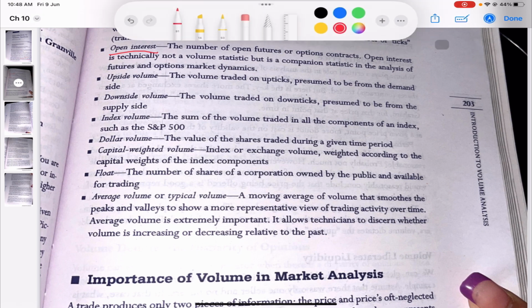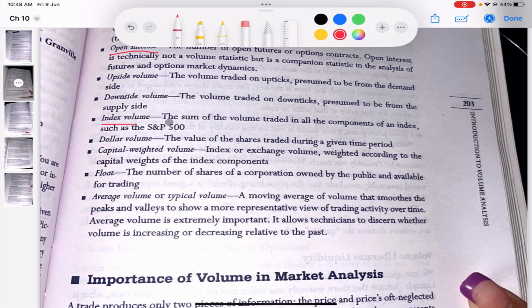Now we come to index volume. When we're talking about an index, we are talking about Nifty 50 or S&P 500. So we are talking about the indices, right? It is the sum of the volume traded in all components of an index. If I'm talking about Nifty 50, it is the volume of the entire 50 stocks.